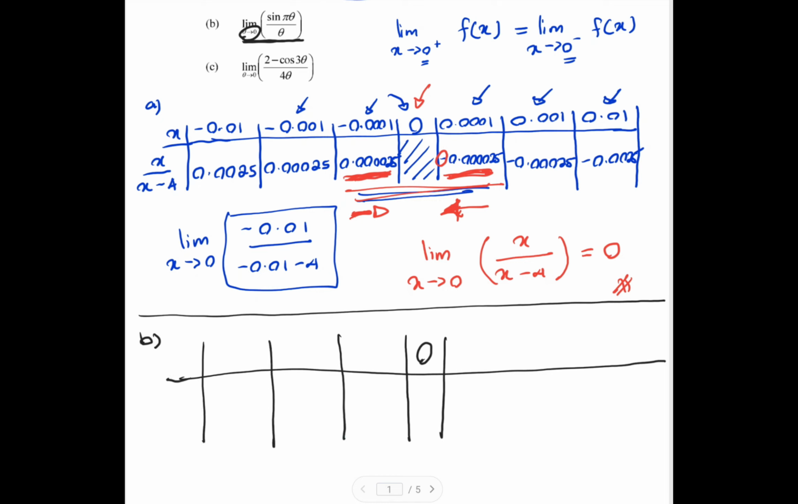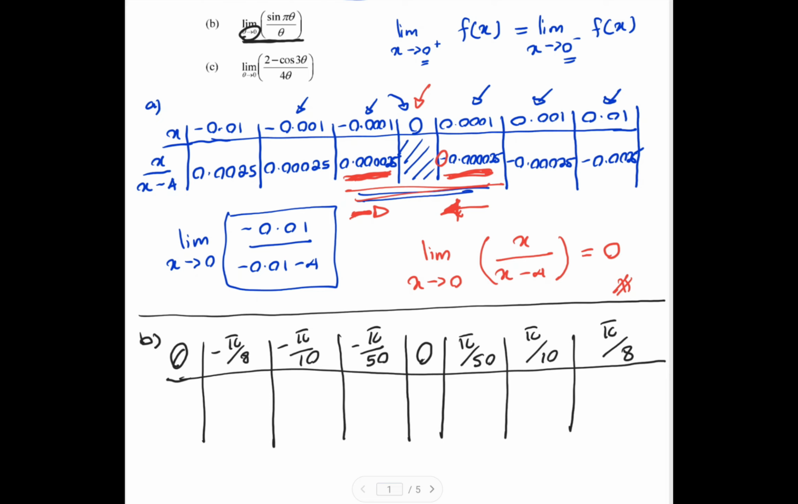For example, here I choose negative pi over 8, negative pi over 10, and then negative pi over 15. And from the right-hand side, I choose pi over 15, pi over 10, and pi over 8. These are the values of theta, which we substitute into the function sine pi theta divided by theta.